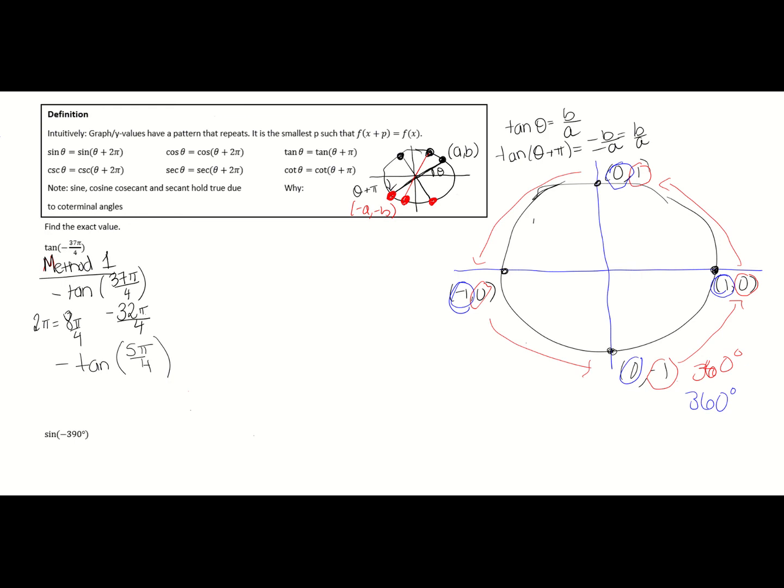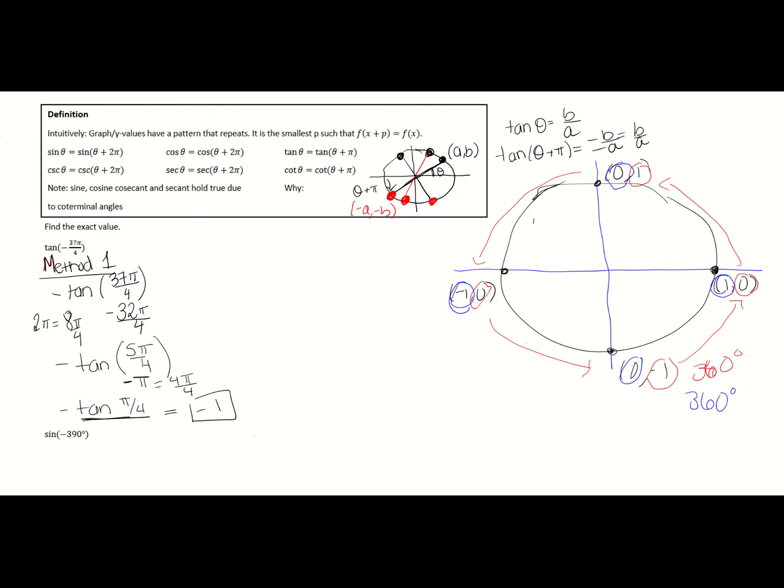But tangent has a period of pi. So if I want to, I can actually subtract pi from 5 pi over 4. I can only do that if it's tangent or cotangent. It's really important that you remember that. Now pi is 4 pi over 4. So 5 pi over 4 minus 4 pi over 4 is pi over 4. I know that the tangent of pi over 4 is 1, so this is negative 1.